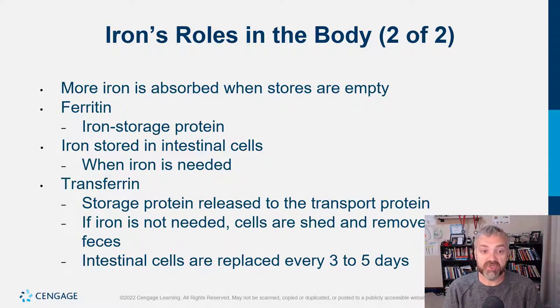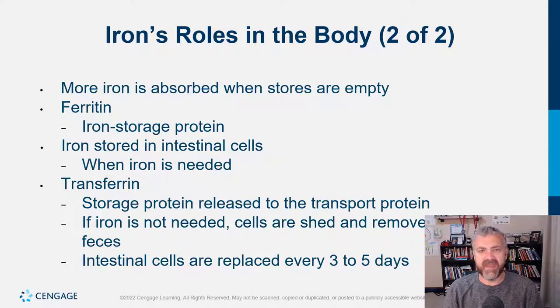Ferritin is an iron storage protein. And then iron, as you consume it, as it's digested, it's actually absorbed into intestinal cells where it's stored. And then if the iron is needed, it gets passed into the bloodstream. If it's not needed, well, every 3 to 5 days, your intestinal cells are sloughed off, and they will be sloughed off with those minerals if not needed. So it's a protective mechanism. If you absorbed all the iron you ate, we would be in deep, deep trouble. So it's great that your body has these systems to minimize absorption.